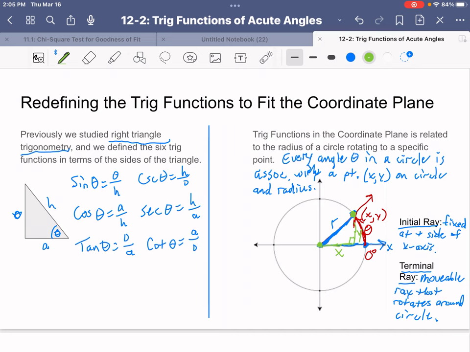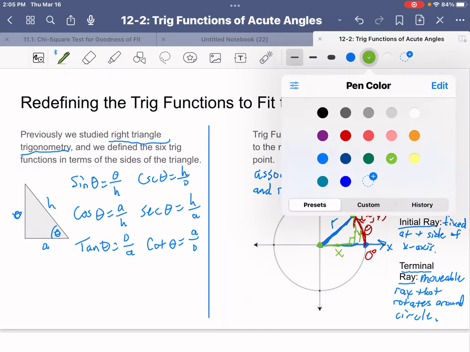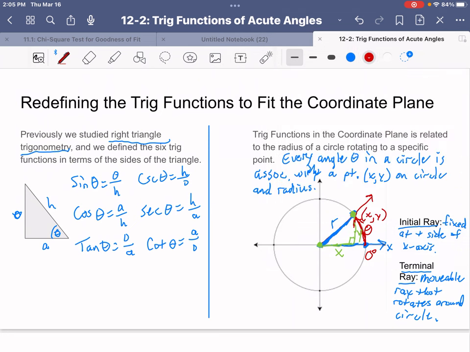Well, do you remember from geometry that if I say this arc is theta degrees, doesn't that mean this central angle is also theta degrees? Central angle and arc are equal. Well, watch this. The sine of theta in a circle is not opposite over hypotenuse.